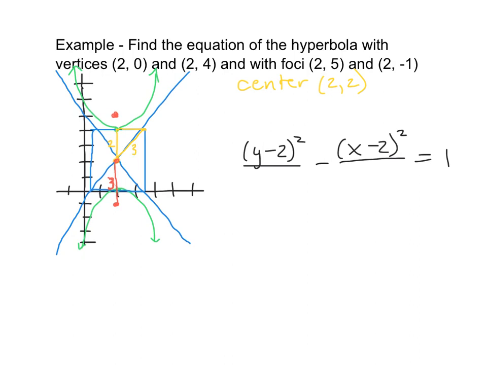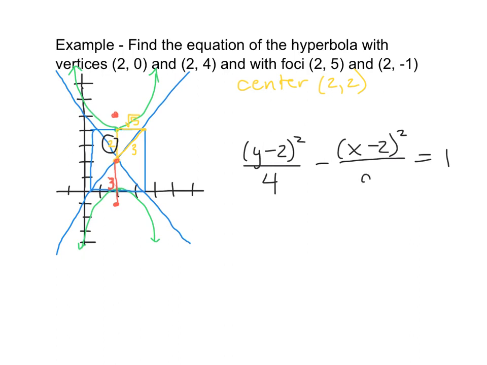Using the Pythagorean theorem, we would find that this missing side is the square root of 5, and we can use this information to finish out our equation. We know that the denominator under the y term would correspond to b squared, b being the vertical stretch. In our picture, b is 2, so we can replace b squared in this equation with 2 squared, which is 4.